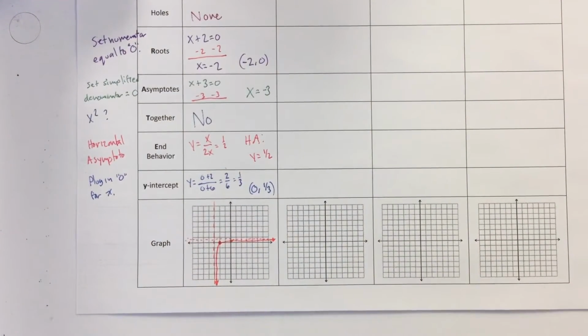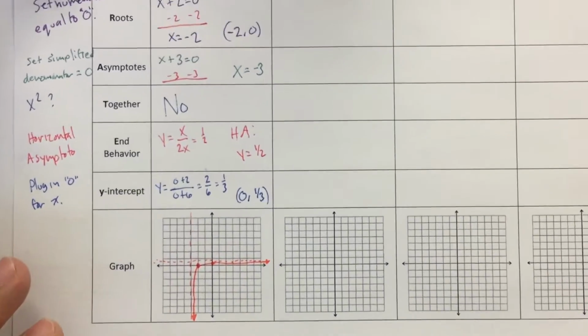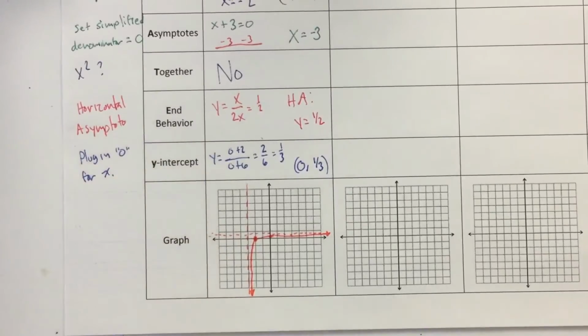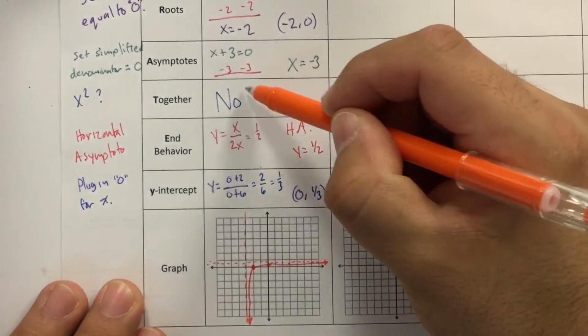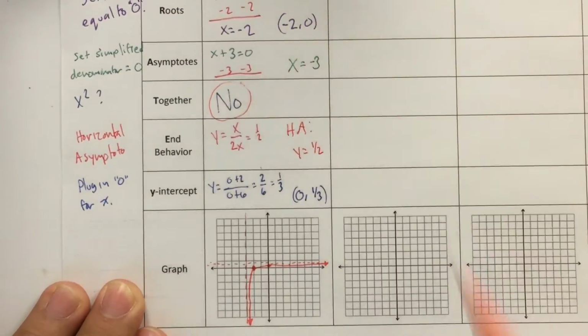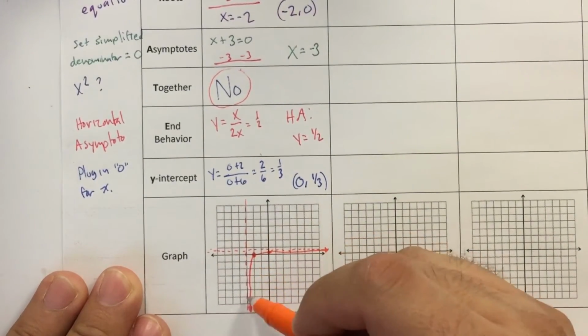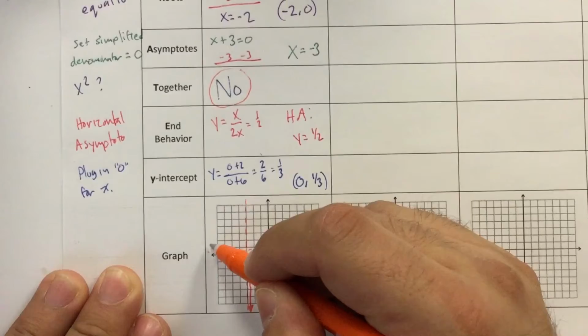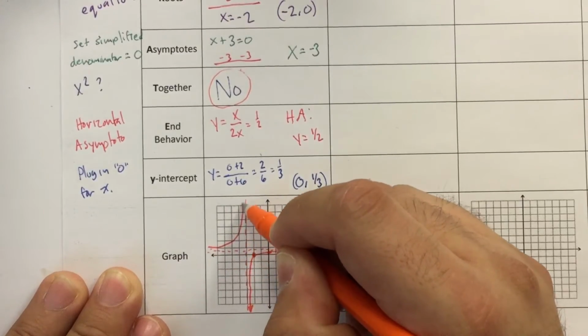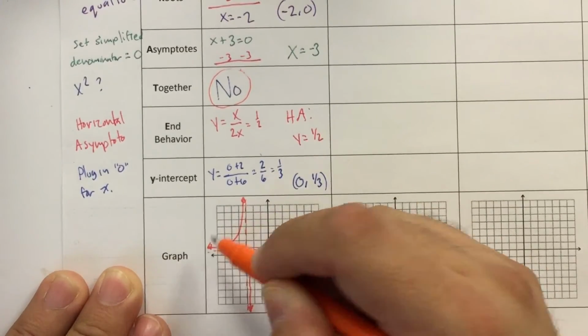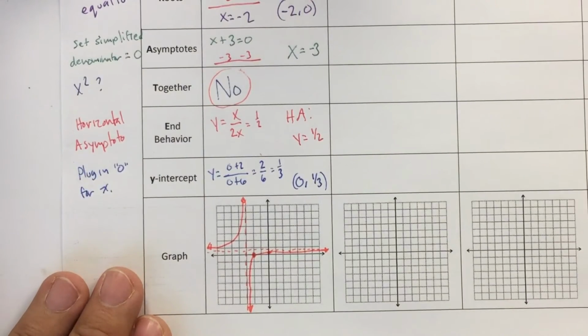Now, togetherness. This right here tells me, do I draw the graphs together hugging the x-axis, or do I draw them away from each other? So togetherness, what do we say for togetherness? No. So if it was yes, then I would be drawing this one down, they would hug it, but since it's no, this asymptote is going to be up here, just like that.